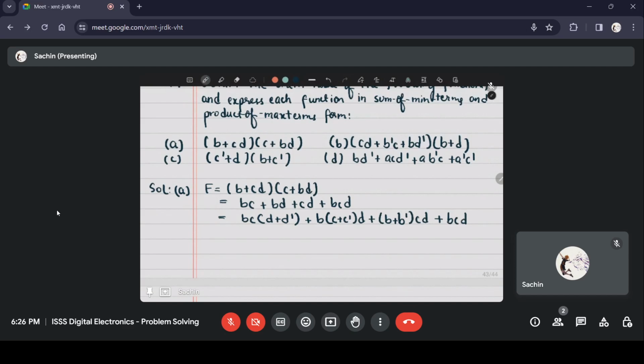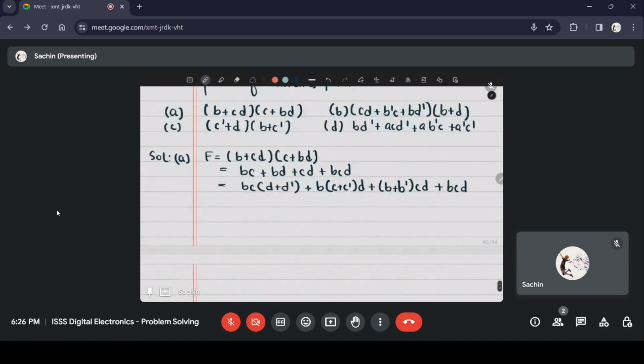But the last term has all three variables, so you can leave it as it is. Now you use the distributive law to expand this. You write down all the terms, and you write down the repeated terms only once, because the sum of a term with itself is the term itself. A plus A is just A, and AB plus AB is just AB in Boolean algebra.